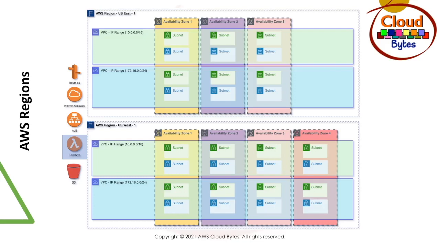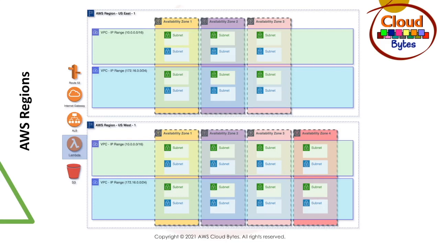Lambda runs your code on a highly available compute infrastructure, and the performance and other things can be administered. We have X-Ray for Lambda to look into the monitoring aspect of Lambda. Lambda runs your code on a highly available compute infrastructure and performs all of the administration of the compute resource, including server and operating system maintenance, capacity provisioning, automatic scaling, code monitoring and logging, etc.